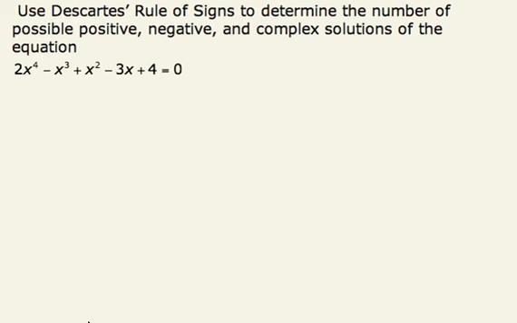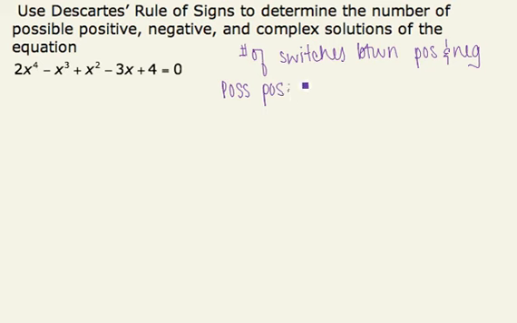Use Descartes' rule of signs to determine the number of possible positive, negative, and complex solutions of the equation. When we're talking about Descartes' rule of signs, we're looking at the number of switches between positive and negative. To begin with, when we look at our possible positives, we look at the switches in the original equation.